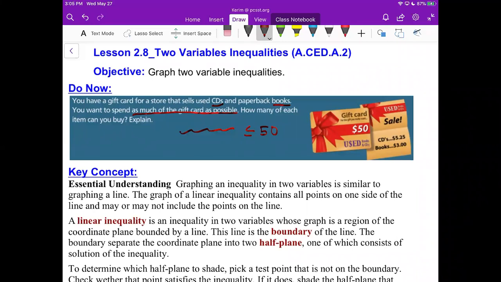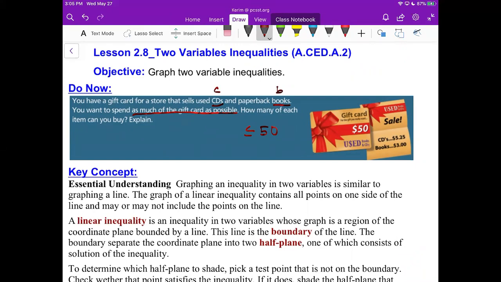I am going to spend maximum $50. That's my goal. So let's figure out what we have on that left side. What I have is the CD first, and I know that each CD is $5.25. So let's say CD is C. Let's assign a variable, and then book is B.